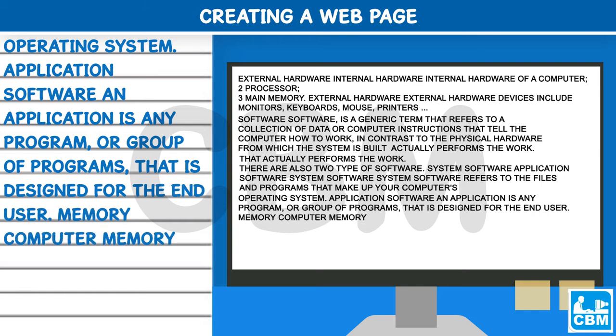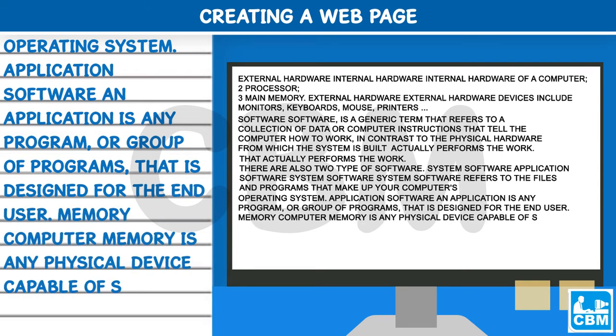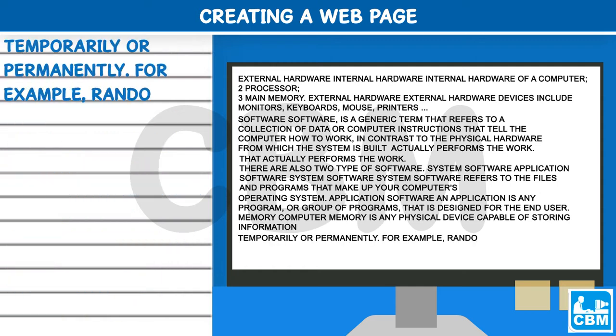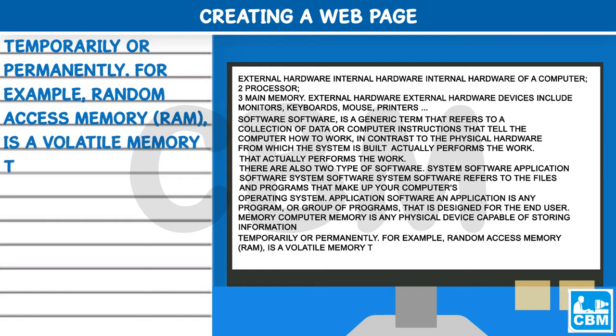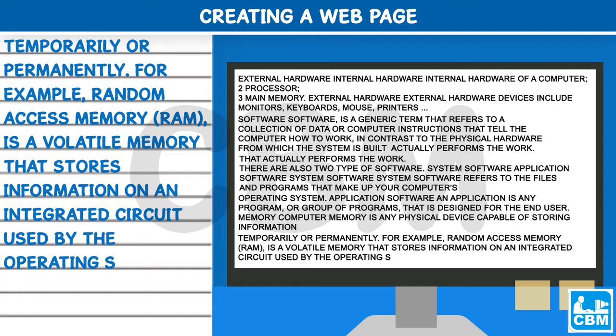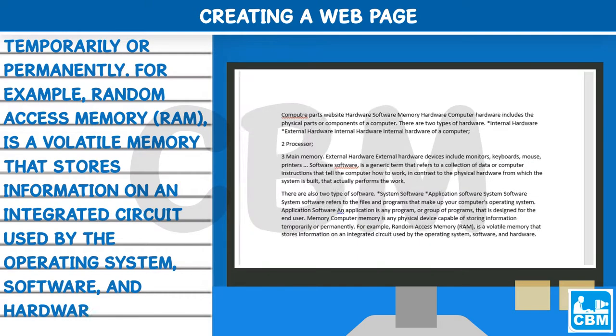Memory. Computer memory is any physical device capable of storing information temporarily or permanently. For example, random access memory (RAM) is a volatile memory that stores information on an integrated circuit used by the operating system, software, and hardware.